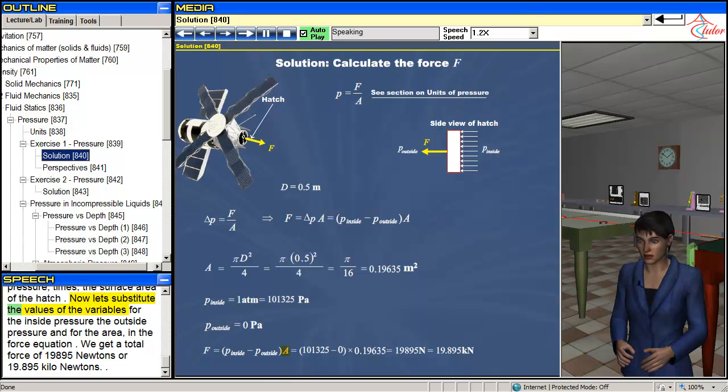Now let's substitute the values of the variables for the inside pressure, the outside pressure, and for the area, in the force equation. We get a total force of 19,895 newtons, or 19.895 kilonewtons.